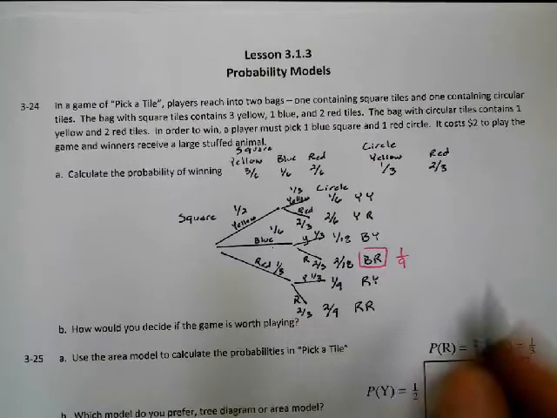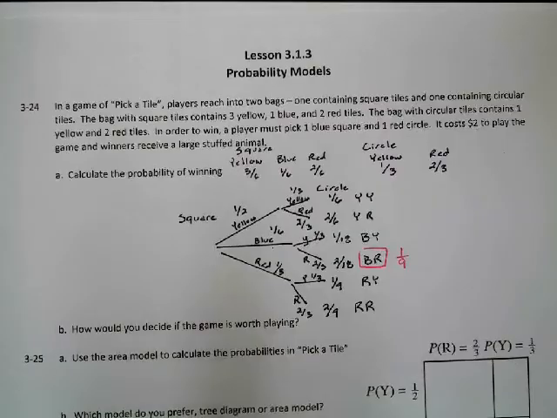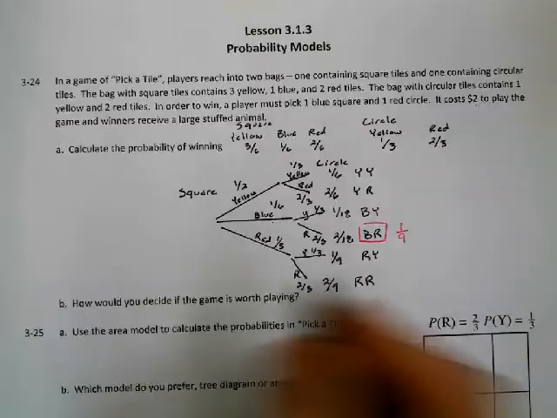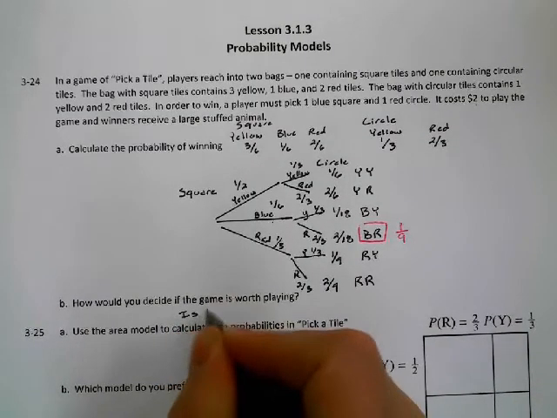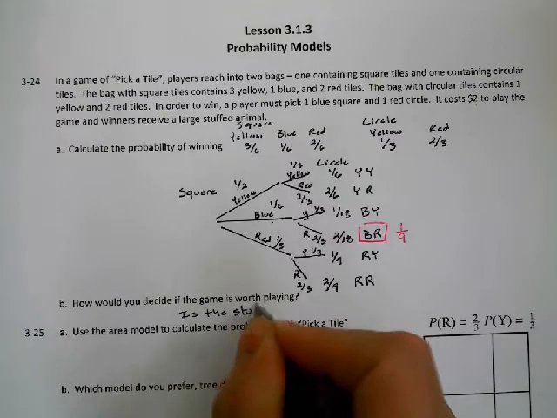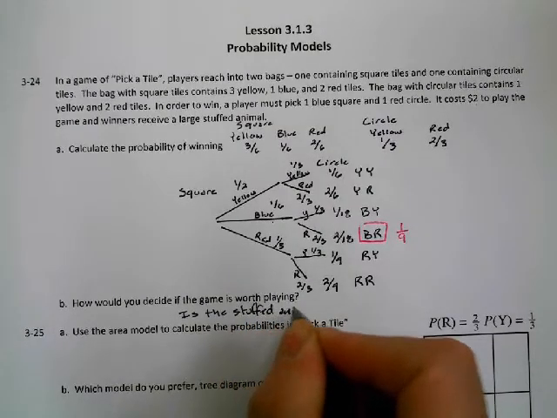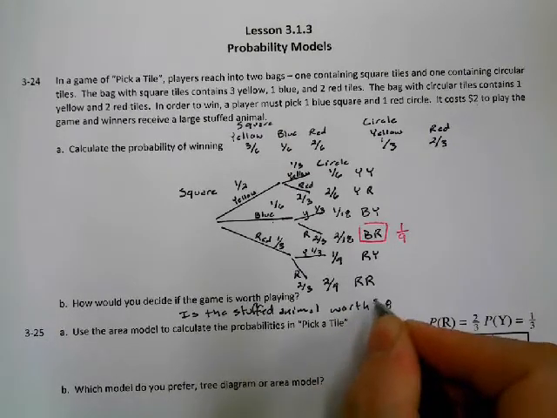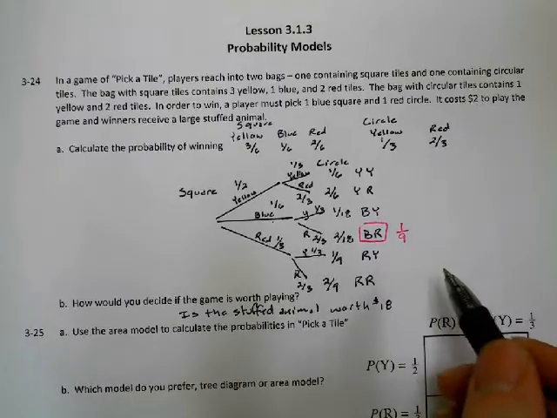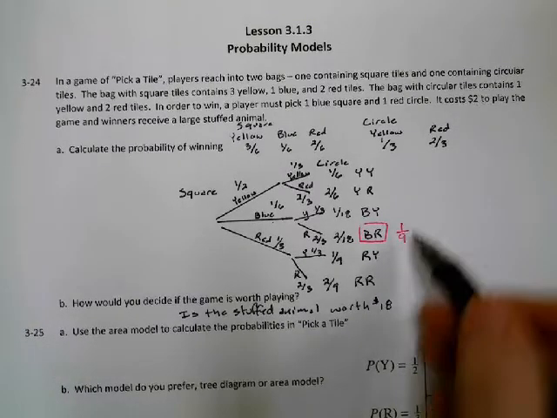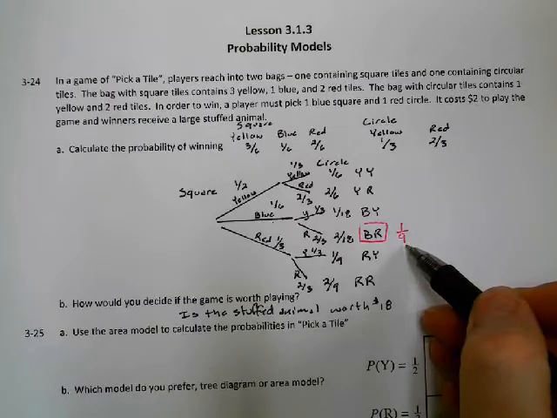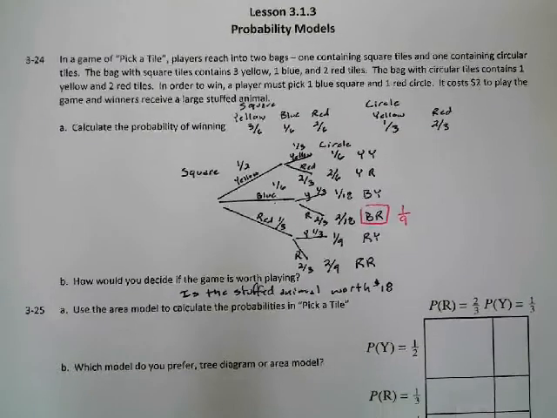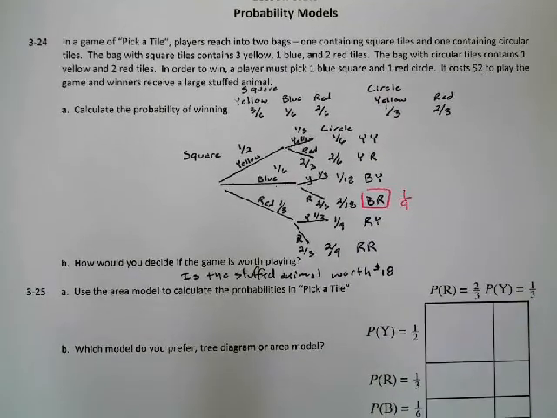So you would look at it and say, is the amount of money that you're spending worth the stuffed animal? So is the stuffed animal worth $18? Because that's what the probability says we're going to have to spend in order to get it. In order to get one stuffed animal, I'm going to have to play 9 times. So I'm going to spend $18 to win that stuffed animal. And that's not even guaranteed. That's just what will probably happen.